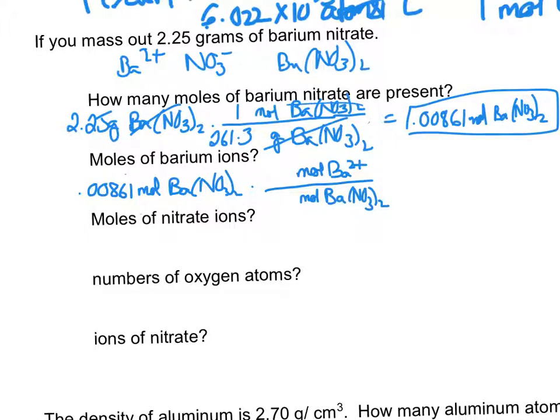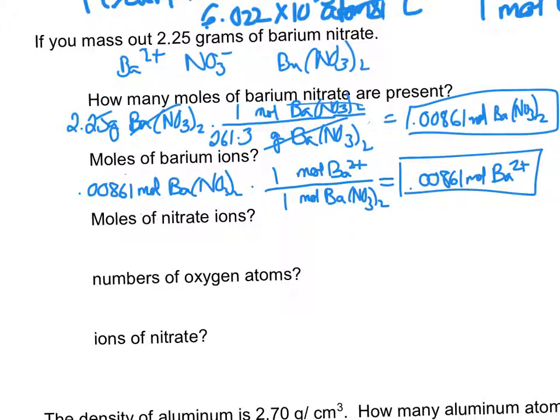Now, just a little tip here. Make sure you distinguish between ions versus atoms versus molecules. So if you just wrote moles of Ba, that would not be correct. So make sure that if it's ions, then you show that it has a charge. Anyway, for every 1 mole of barium nitrate, there is 1 mole of barium, and so I get the same answer, 0.00861 moles of my barium ions.